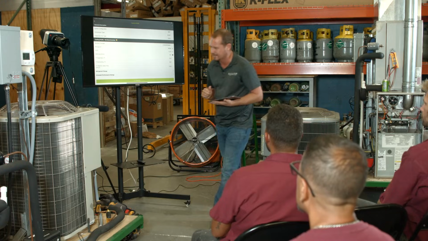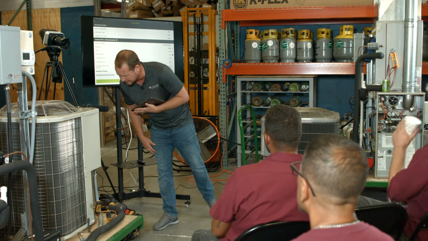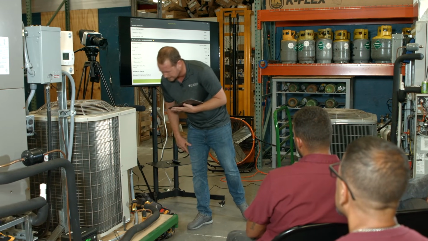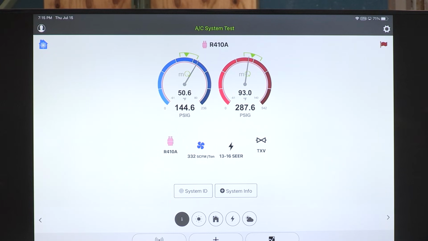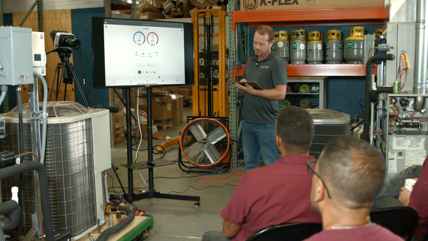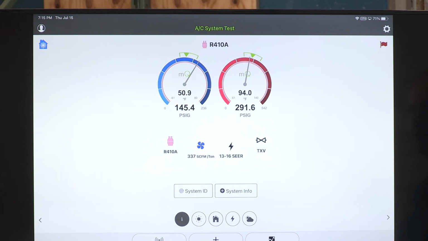Target subcooling, it says 10. Let's see if that's correct on the data plate. It's taking me a really long time to find this. It's 11. Whew, big difference. All right, so now we're pretty much profiled. We're missing a couple probes here, but we're profiled the way we're supposed to be. You can see 329 CFM per ton, pretty close. In Florida, 350 CFM per ton is pretty much what we're looking for. So everything's looking pretty good.